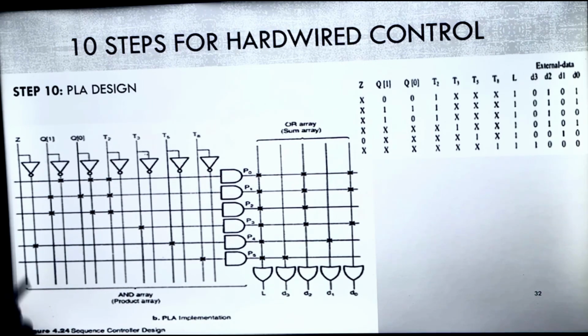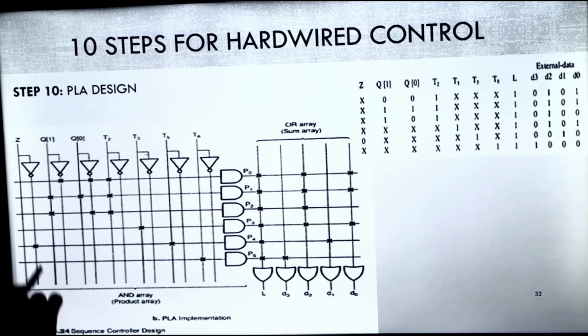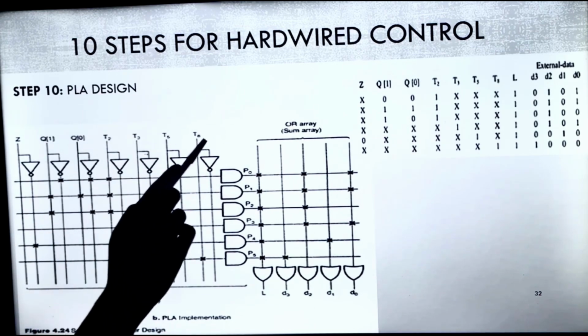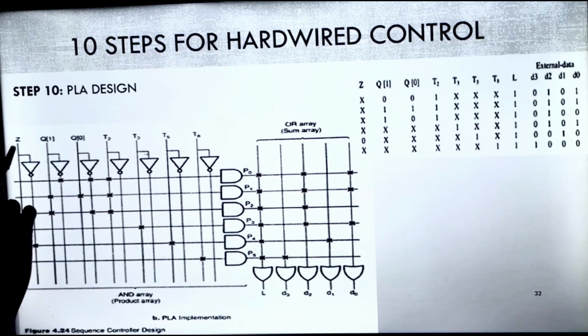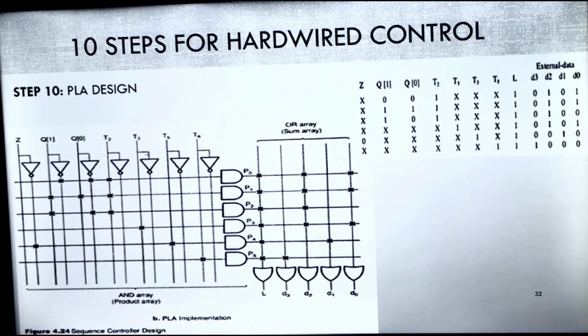So how does it look? For all the inputs, I will have one input line as well as one not input line also. So Z, Q0, Q1, T2, T3, T5 and T8. So everywhere I have the single input line and I have one not input line also. So forget about this part now.